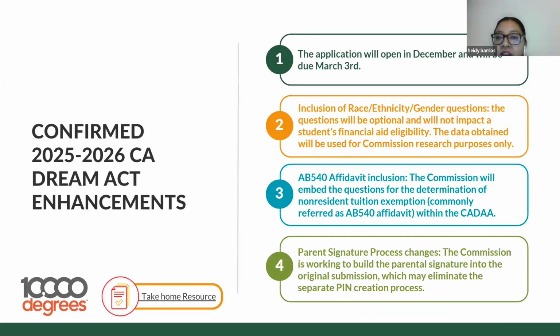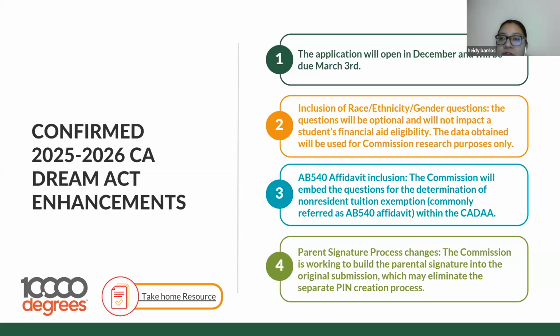Okay. And then confirming your 2025-2026 Dream Act enhancements. So the application will open in December and will be due on March 3rd. There's going to be some questions like inclusion of race and ethnicity, and these questions will be optional, but will not impact the student's financial aid eligibility. It's only data obtained to be used for the commission's research purposes only.